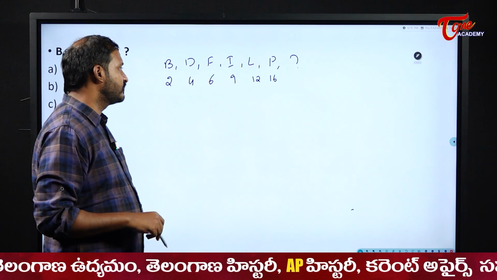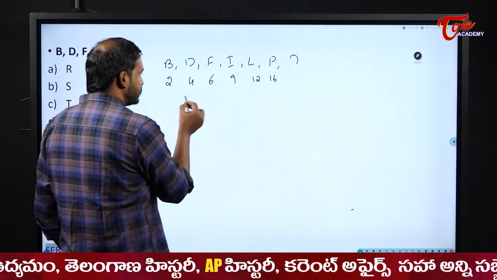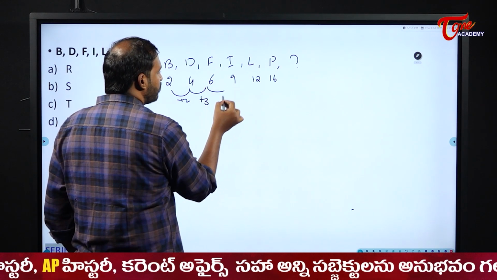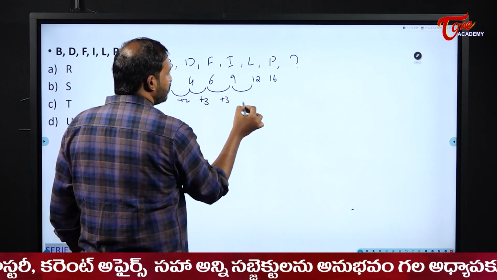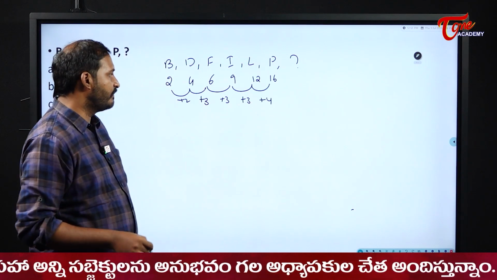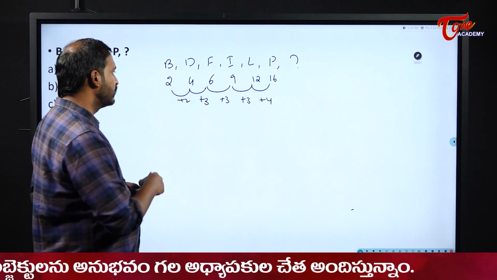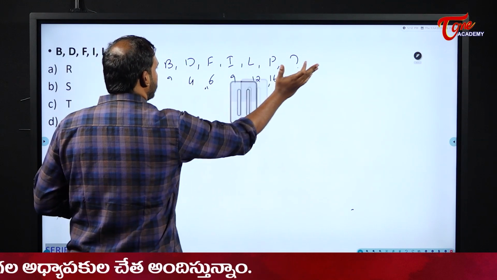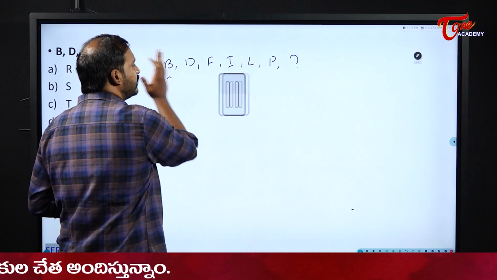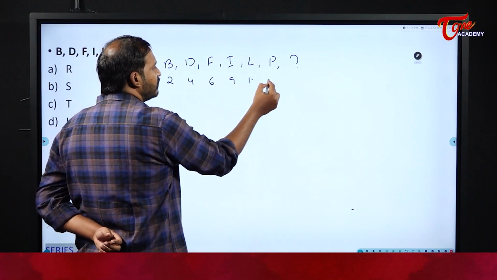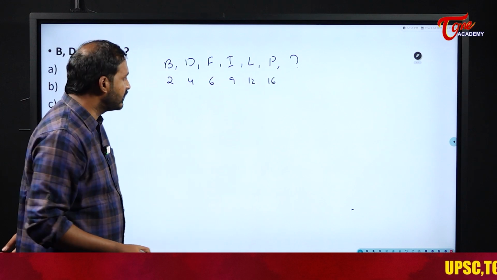Now please observe here, students. If I observe the difference, what it is? Plus 2, plus 2. Next it became what? Plus 3. Next it became plus 3 and then next plus 4. Is it following any order here? No, it is not following. Now I will think in an alternate manner. So when I think it in an alternate manner, what it looks like? 2, 4, 6, 9, 12, 16, right? Now think in the alternate manner.